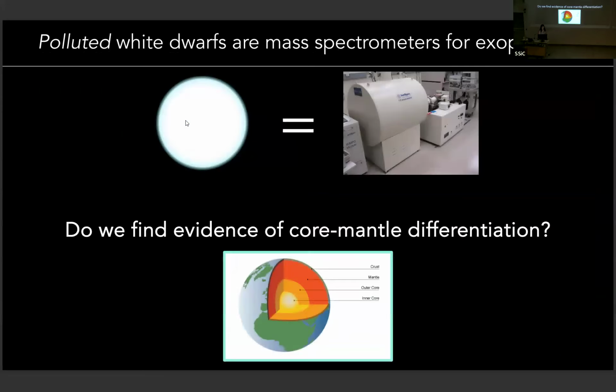So I mentioned a little bit about geology. And we can actually probe core mantle differentiation in exoplanetary systems. And we know that core mantle differentiation is really important because our Earth is differentiated, and without a core and a mantle, we wouldn't have recycling of elements, we wouldn't have this dynamo that's protecting us. So we know core mantle differentiation is important, but how common is it in exoplanetary systems?